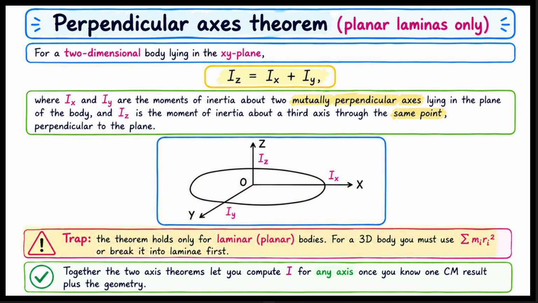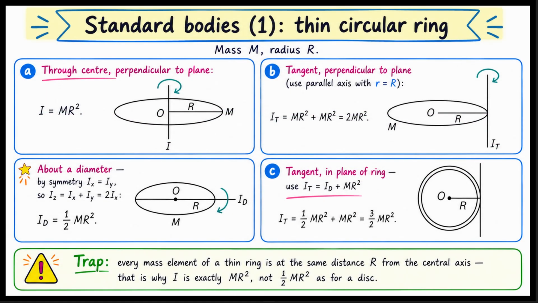A common trap is forgetting that this theorem holds only for laminar planar bodies. For a three-dimensional body, you must use the sum of mi ri squared directly or break it into laminae first. Together, the two axis theorems let you compute I for any axis, once you know one center of mass result plus the geometry. We begin our catalog of standard bodies with a thin circular ring of mass m and radius r first. For an axis through the center and perpendicular to the plane, the moment of inertia I is mr squared.